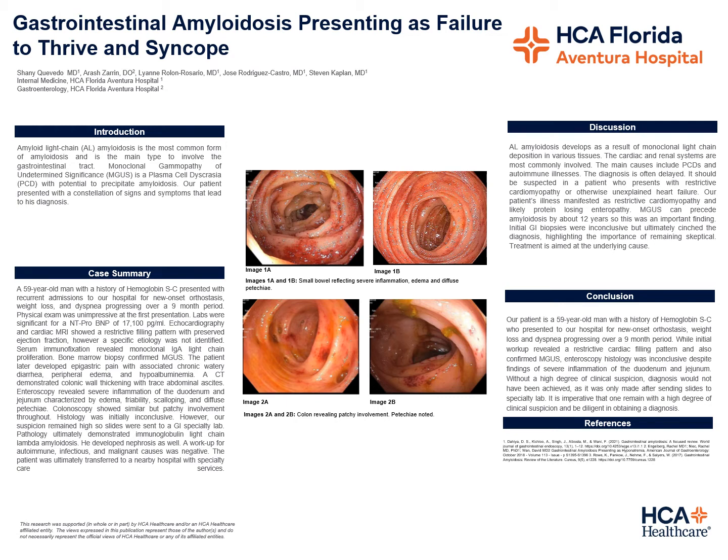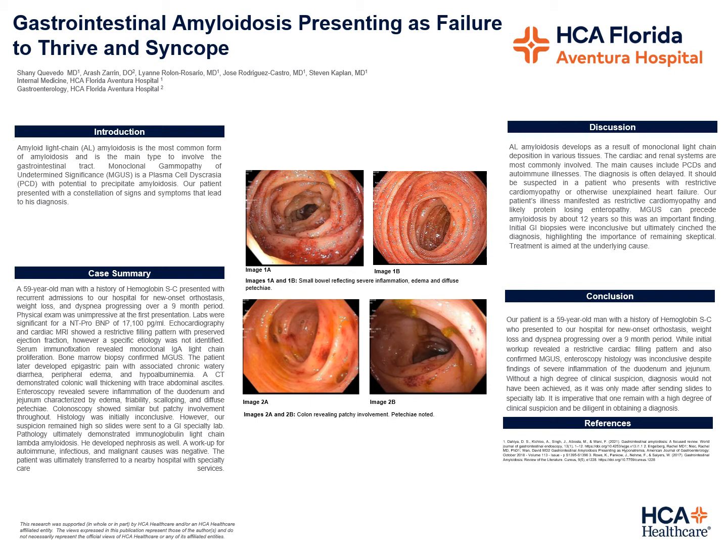Our case is that of a 59-year-old man with a history of hemoglobin SC who presented with recurrent admissions to our hospital for new-onset orthostasis, weight loss, and dyspnea that was progressing over a 9-month period. Physical exam was unimpressive at first presentation. Labs were significant for a pro-BNP of 17,000. Echocardiogram and cardiac MRI showed a restrictive filling pattern with preserved ejection fraction. However, a specific etiology was not identified at that time.